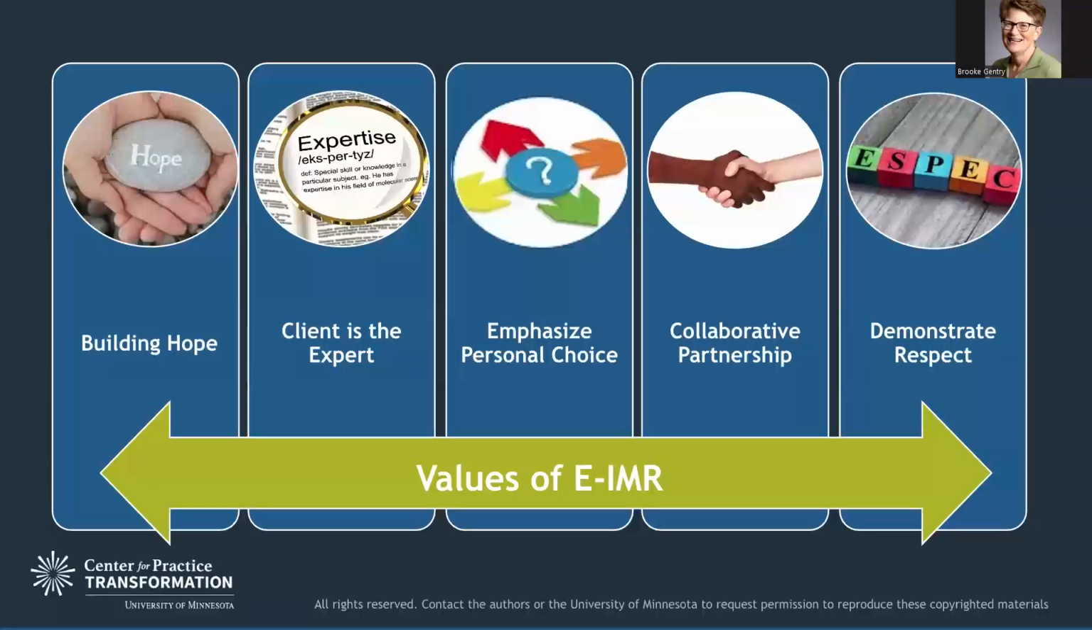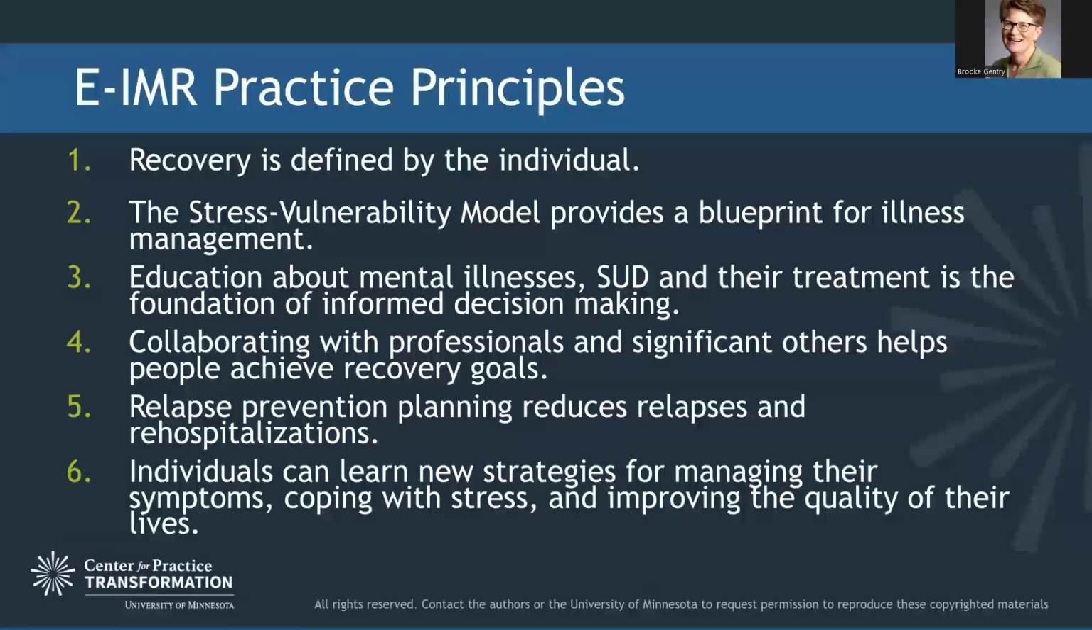And then, of course, demonstrating respect as priority and a value in E-IMR. So the practice principles then in E-IMR are these 6 things that, again, recovery is defined by the individual, and that the stress vulnerability model provides a blueprint for illness management. Many of you might be familiar with the SVM, as we call it, or stress vulnerability model. And we really seek to understand how a person's maybe biological vulnerabilities or just vulnerabilities in general might interplay with the stress in their lives or their environment, right?